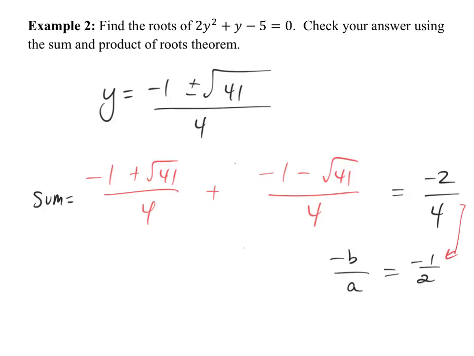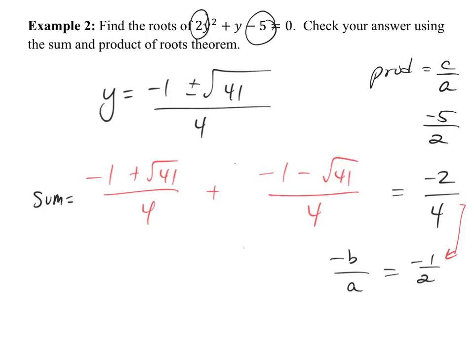What do you think the product of roots is going to become? Come on, use the rule. What's the rule? Product of roots equals? Negative 5 over 2. Very good. The product of roots is C over A. That's what we came up with earlier. C is negative 5, A is 2. So this better be negative 5 over 2.